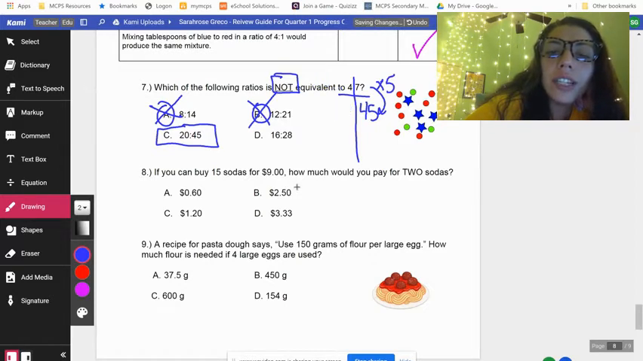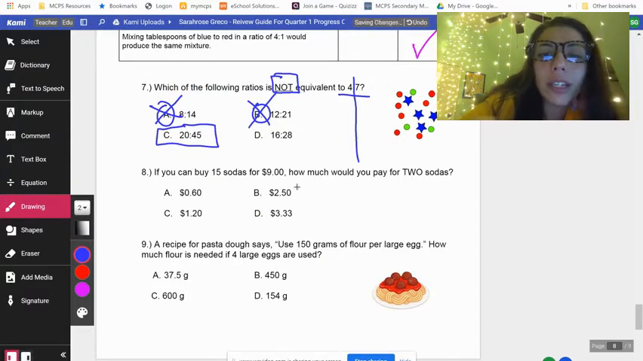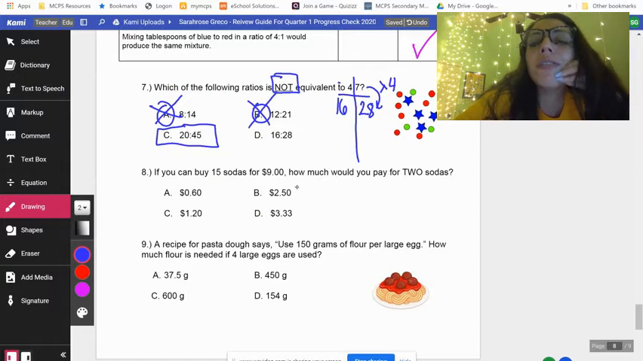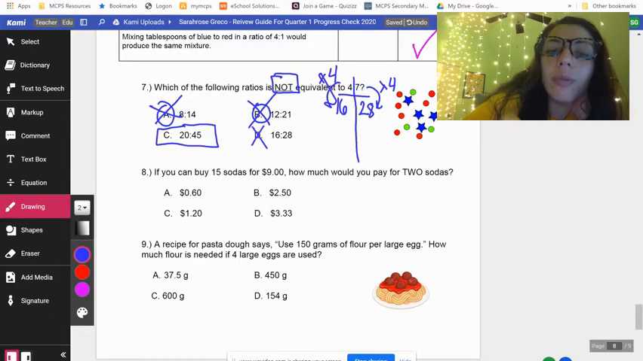Let's solve letter D just in case. Let's see. You always want to try all the answer choices. So we have 16 on the left and we have 28 on the right. So 7 times 4 is 28. That's true. And so 4 times 4 is also equal to 16. That is equivalent. So we can't count D. We can only count letter C as being the only ratio that's not equivalent to 4 to 7.